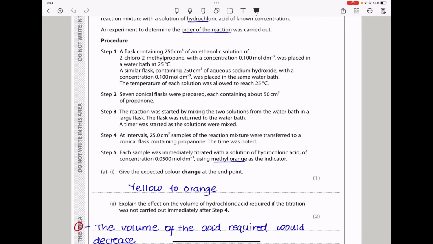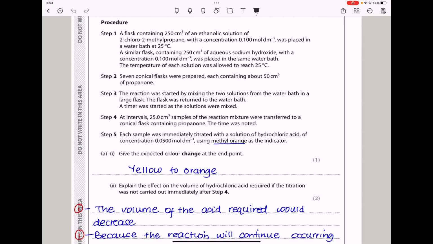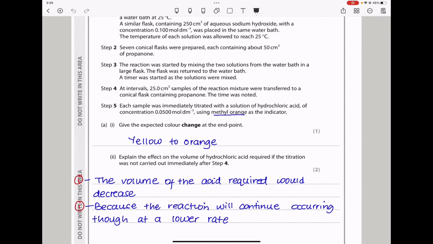In step 2, 7 conical flasks were prepared, each containing about 50 cm³ of propanol. In step 3, the reaction was started by mixing the two solutions from the water bath in the large flask. The flask was returned to the water bath, and a timer was started as the solutions were mixed. In step 4, at intervals, 25 cm³ samples of the reaction mixture were transferred to the conical flask containing propanol, and the time was noted. In step 5, each sample was immediately titrated with a solution of hydrochloric acid of concentration 0.05 mol per dm³, using methyl orange as the indicator.